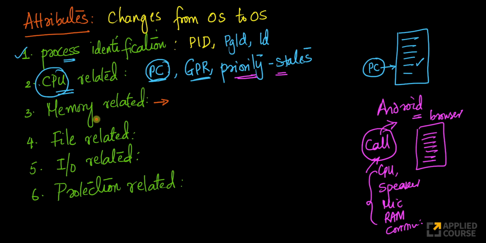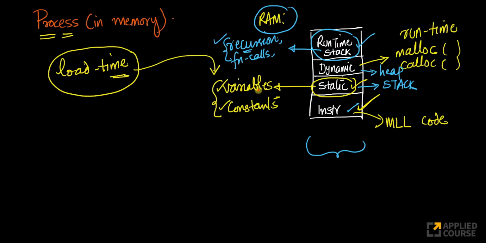Now, there are also memory attributes associated with a process. For example, memory limits, right? I can't give infinite memory to a process. So I'll say, okay, I'll only allocate this much memory for your dynamic allocation, and this much memory for your runtime stack. Sometimes you get this error, right? That I've run out of space.